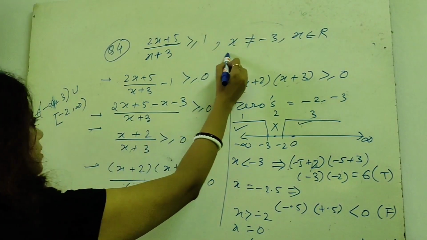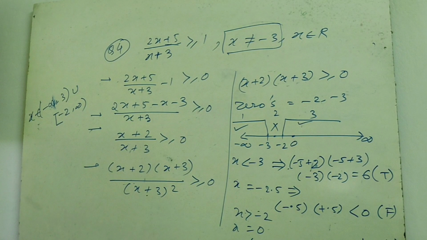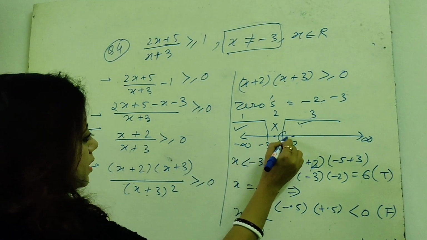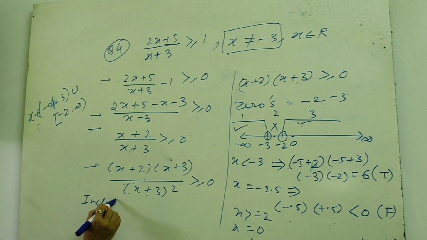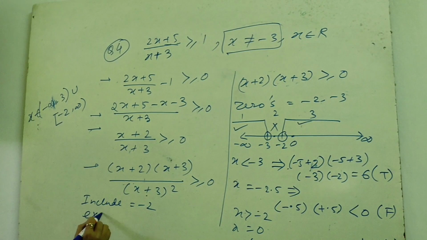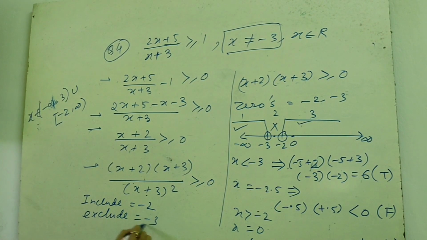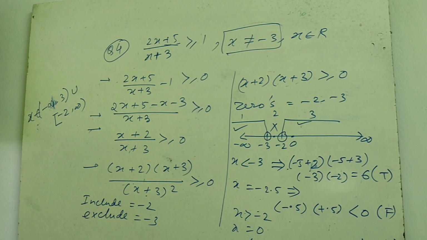Why am I giving the round bracket at minus 3? Because it is given that x is not equal to minus 3, so I cannot use the third bracket there. But if I put x equal to minus 2, there is no problem. It will include minus 2, but exclude minus 3. So that's why the brackets are like this. Don't forget to use the right bracket. Okay.